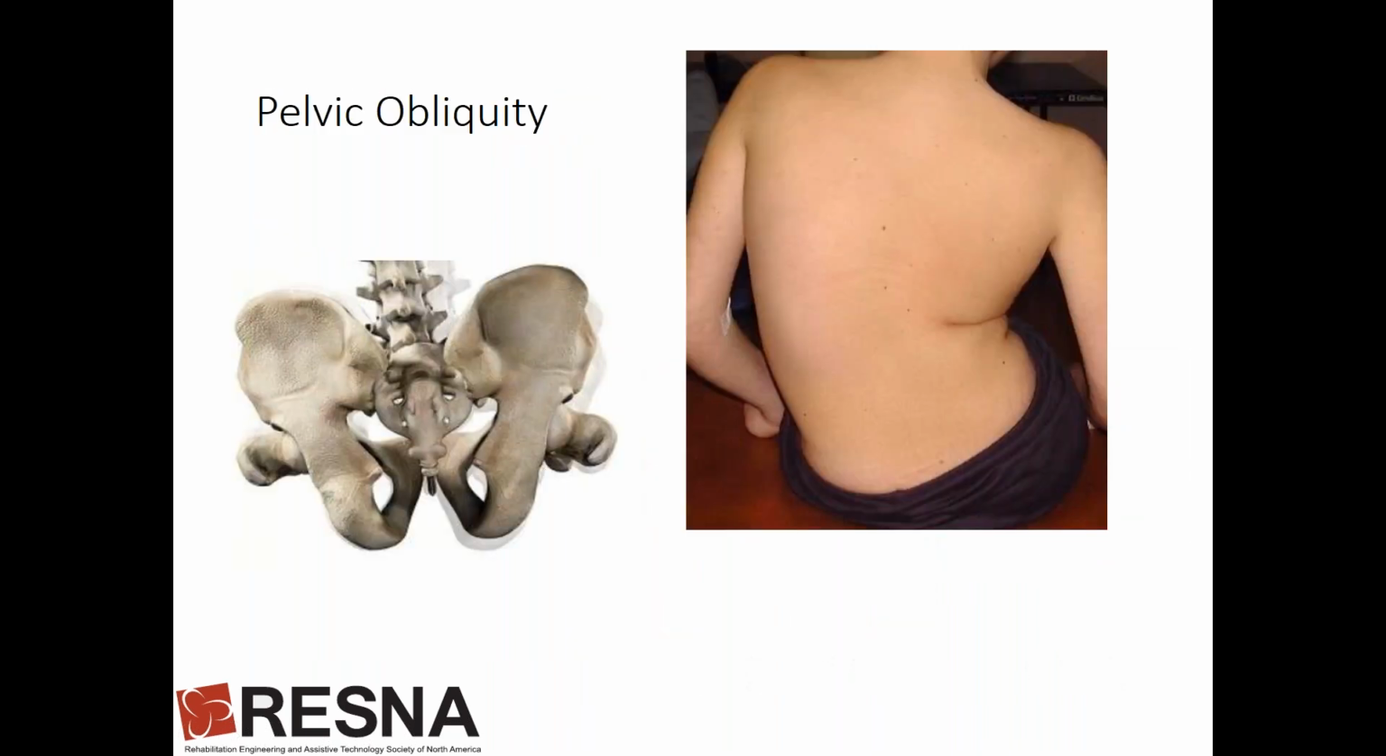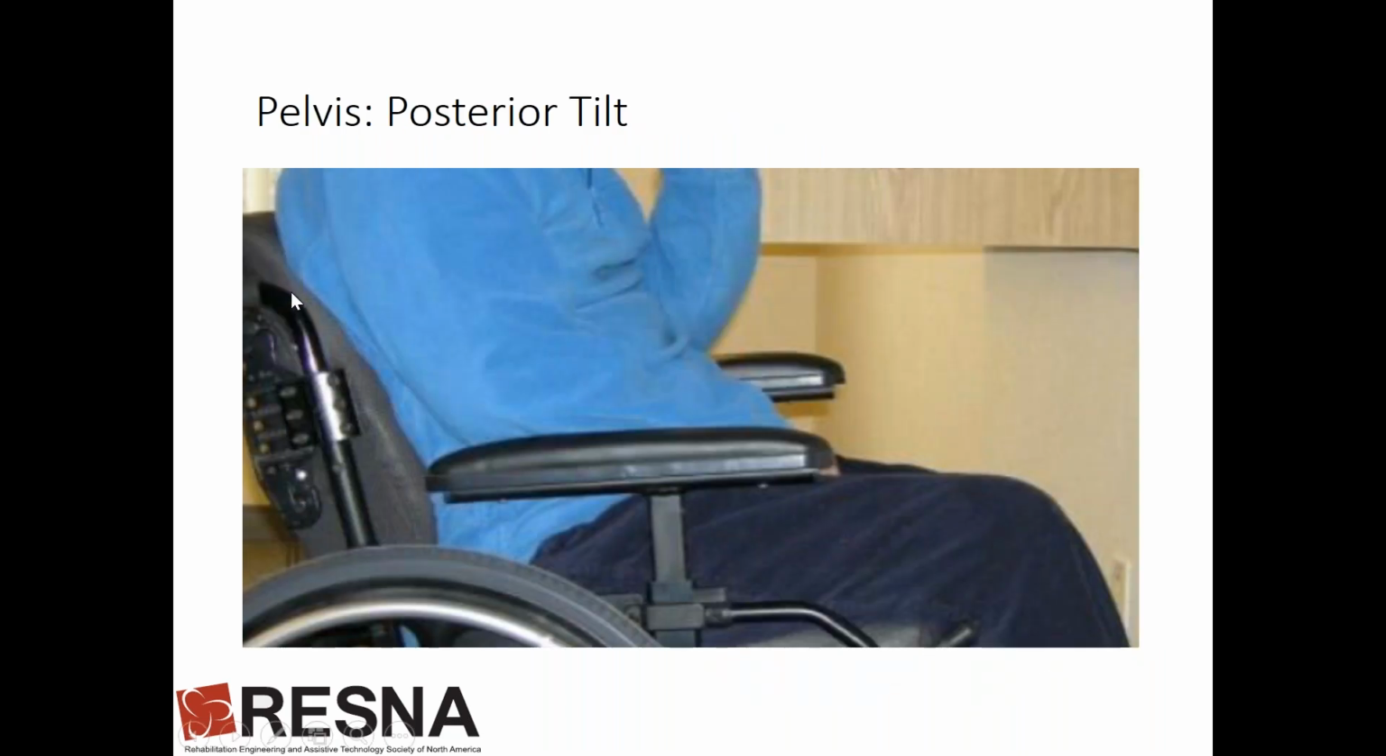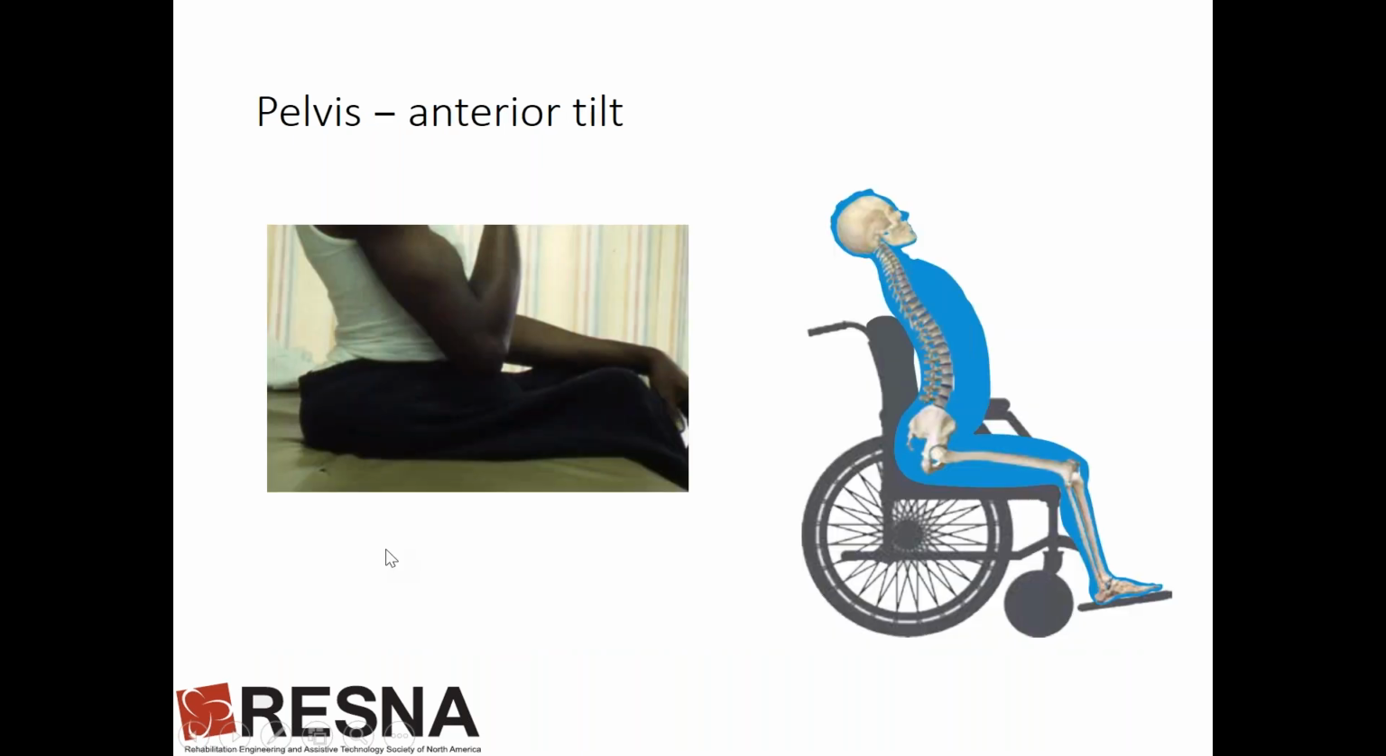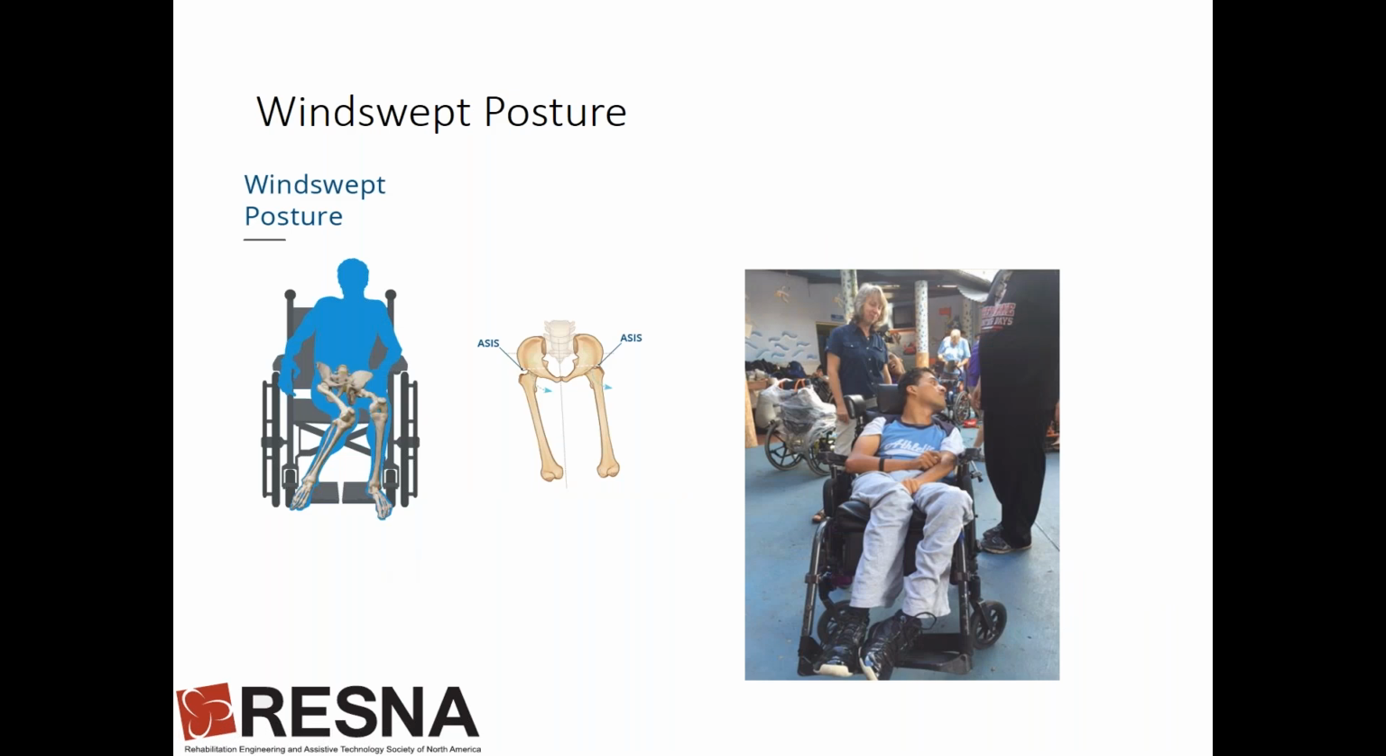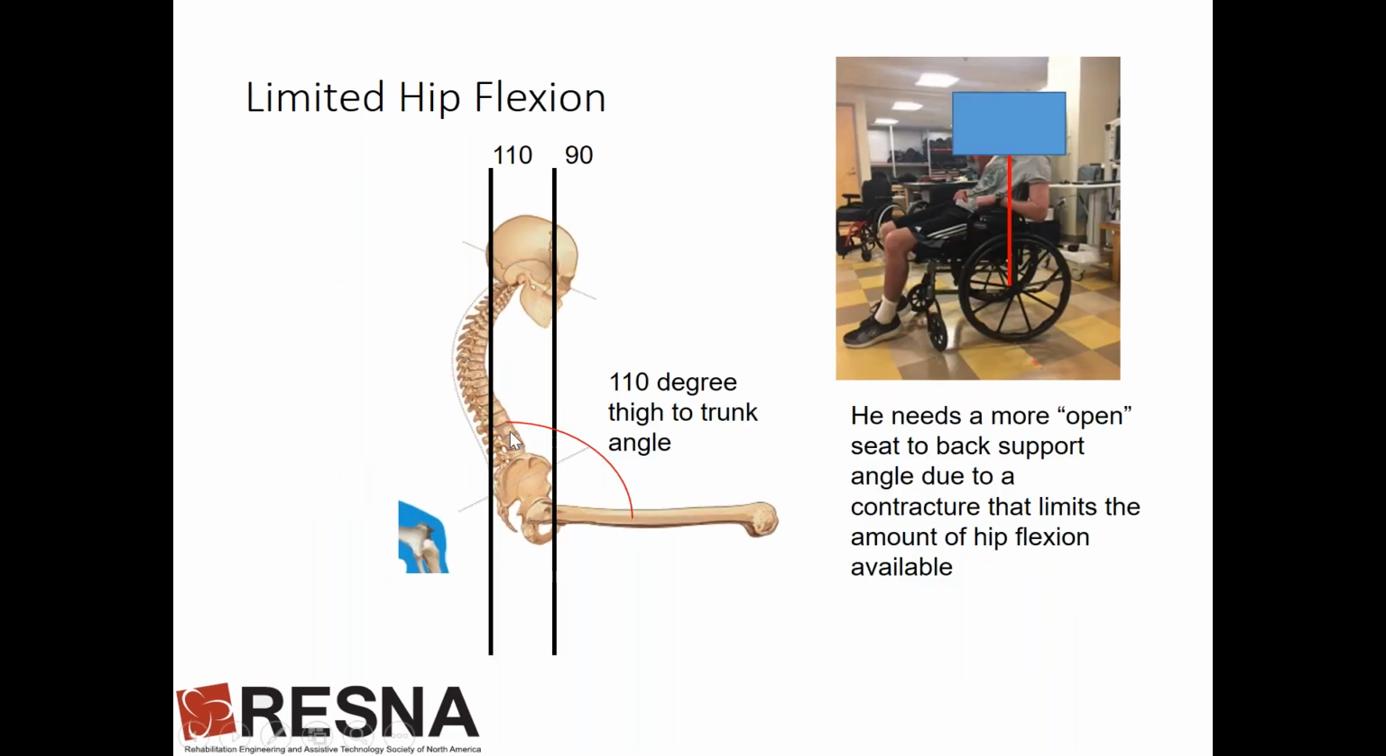Do you see this angle here? This is the angle of the back cane. And if you did a plumb line that goes straight up that way, that would be 90. So with her, that back angle needed to be opened up. She had a more open seat-to-back angle, possibly because of a contracture that limited the hip flexion.